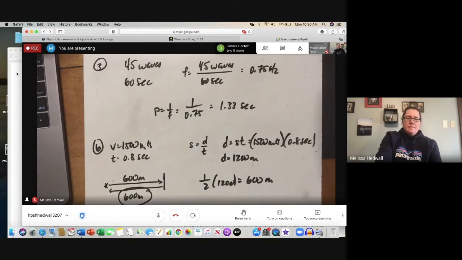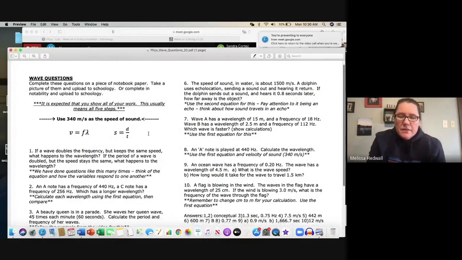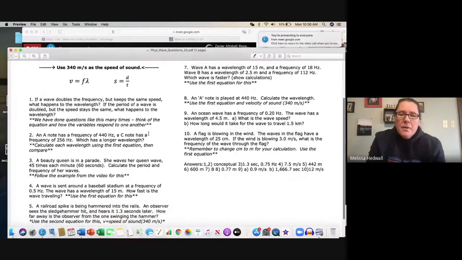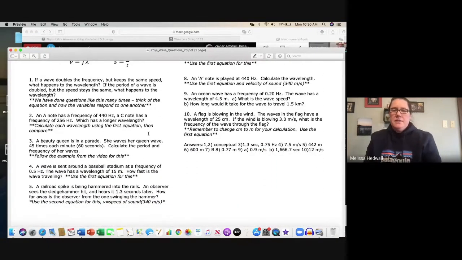Then, let's see, that one. I want to do number 9 and potentially number 10 if we have time. Number 9 says an ocean wave has a frequency of 0.20 hertz. So frequency equals 0.20 hertz. And the wave has a wavelength of 4.5 meters. What is the wave speed? And then how long would it take the wave to travel 1.5 kilometers?